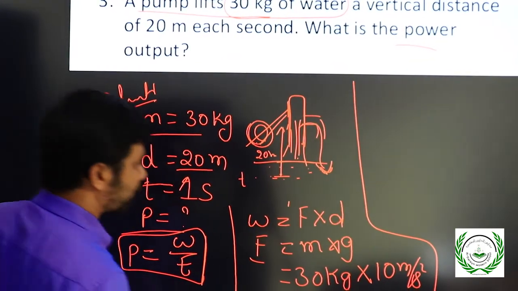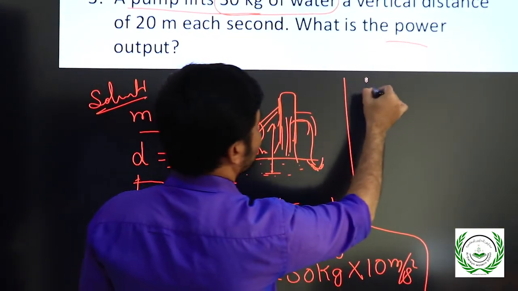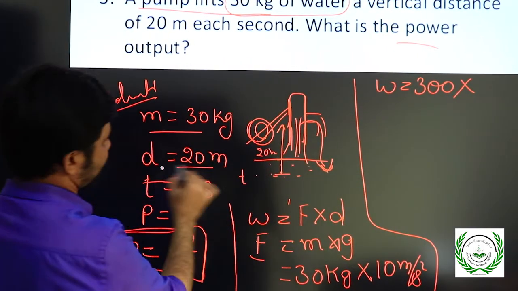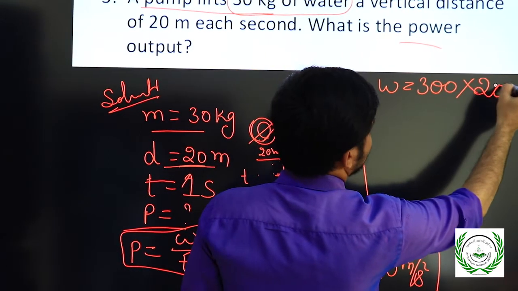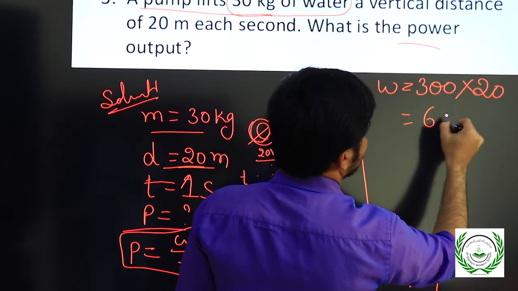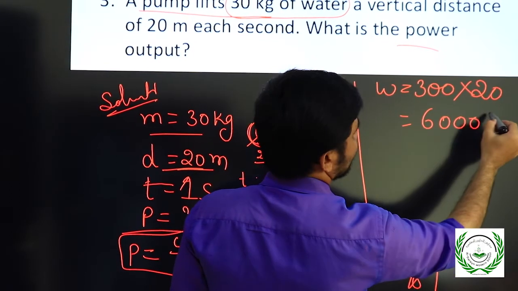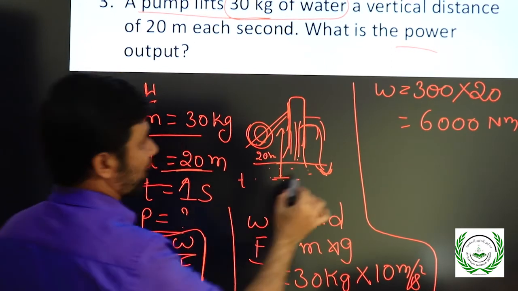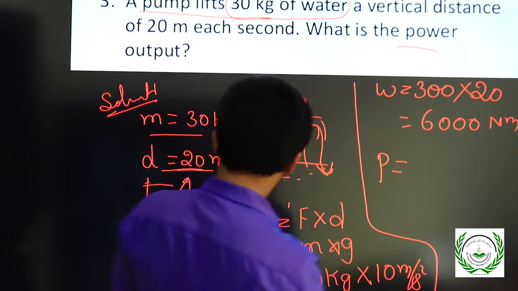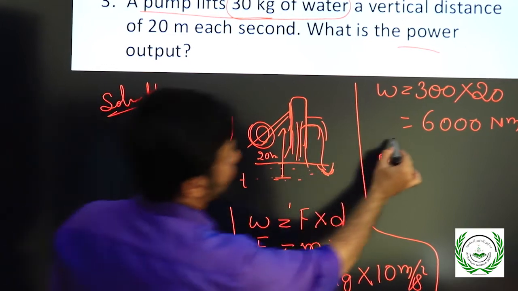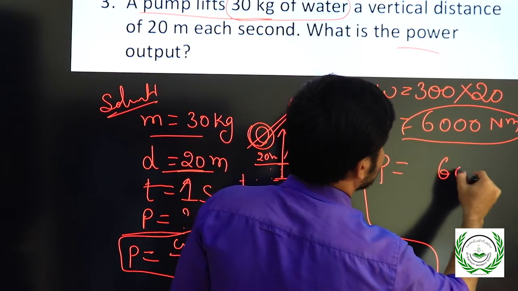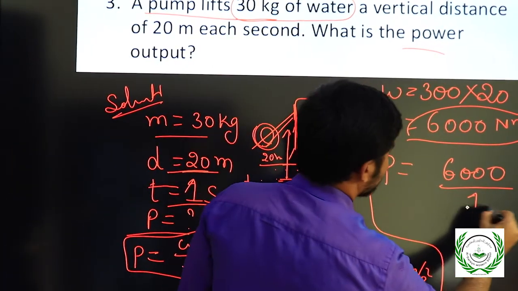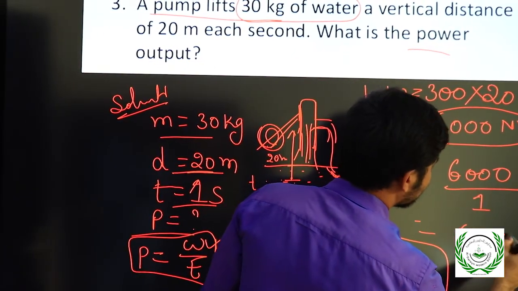Force is how much? 300 newtons. Now we can find the work. Work equals 300 times distance. Distance is how much? 20 meters. So how much will you get? 6,000 Newton meters. That is work. And next, finally, we can find power. Power is what? Work done by time taken. Work done is how much? 6,000. Time is how much? 1, which is nothing but 6,000.